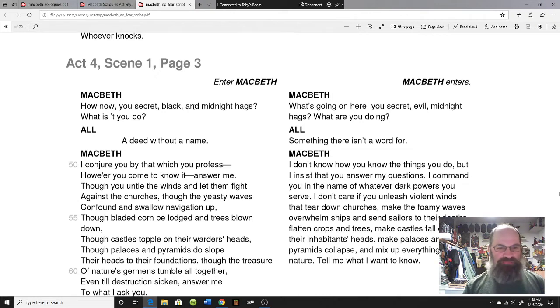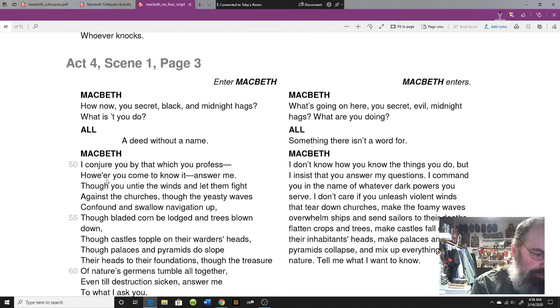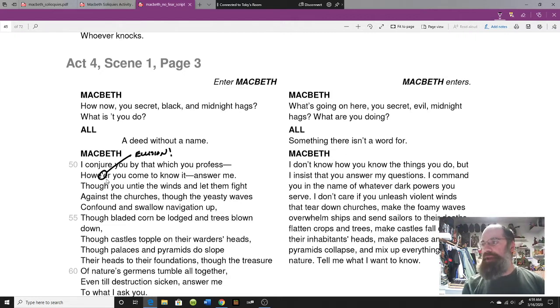"How now, you secret, black, and midnight hags? What is it you do?" They answer, "A deed without a name." "I conjure you by that which you profess, howe'er you come to know it." So remember, that's an elision. So we're going to remember, kids, that is an elision. So if I misspell anything, you'll probably point it out. You could point it out to me on Twitter at Dycus11 if I blow it with the spelling.